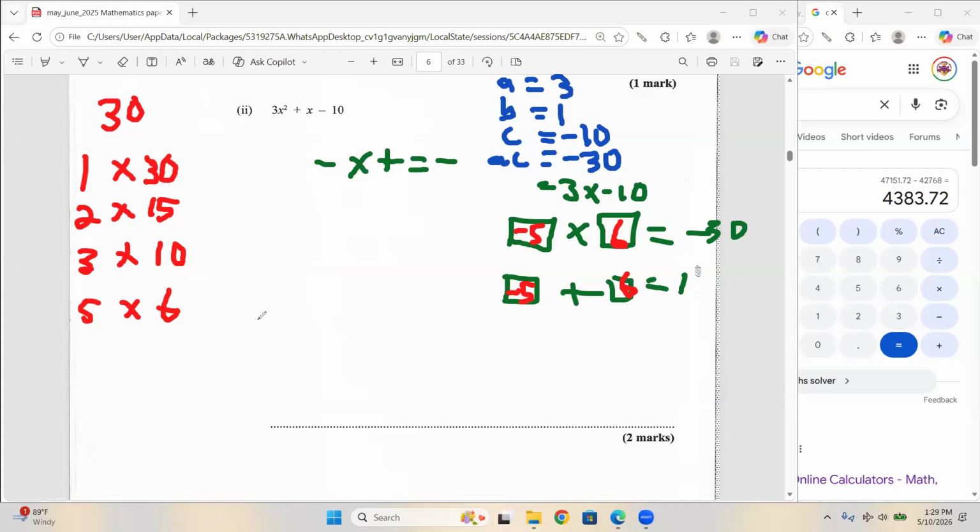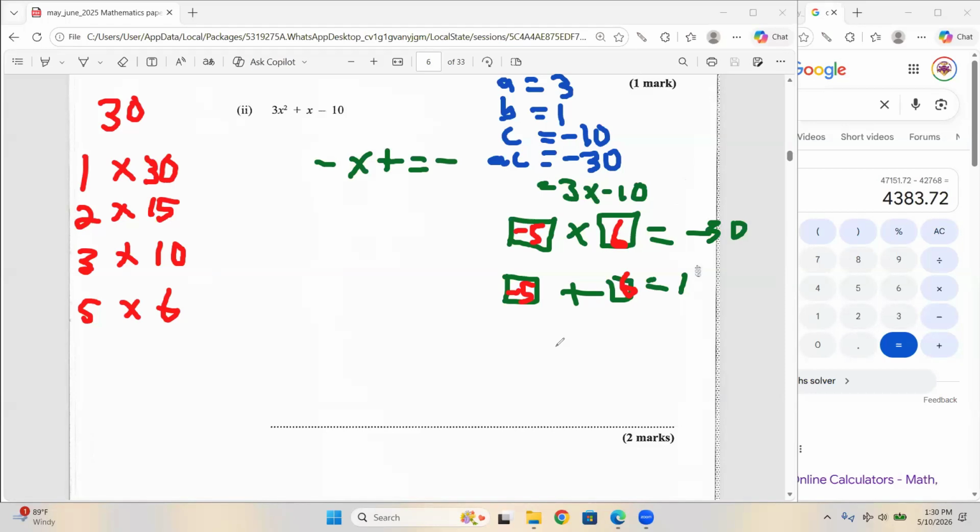Well, it doesn't matter, honestly. Any one of these can be negative and we still get negative 30. But the key is to really choose the right pair when you add them. If you take them away, you'll never get one. If you say 30 take away 1, you get 29. If you say 15 take away 2, you get 13. If you say 10 take away 3, you get 7. If you say 6 take away 5, you get 1.